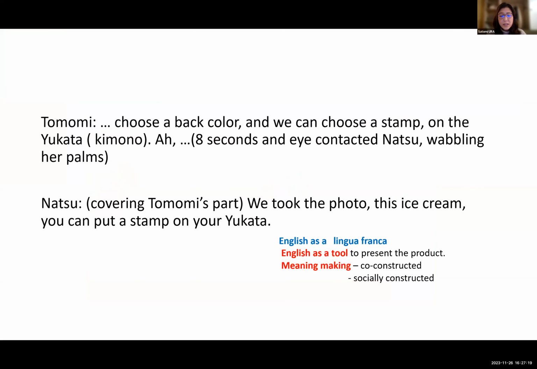Looking at the interaction here, Tomomi got stuck in the middle of the explanation and tried to say it in English, but a long silence didn't help her come up with the exact words. Tomomi sent a sign to seek help, and her partner covered the missing part to complete the description of the idea. This data was analyzed as English as a tool and co-construction of meaning.